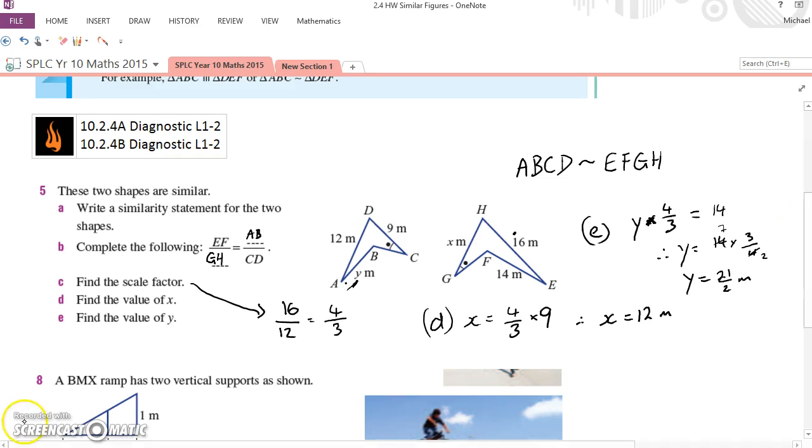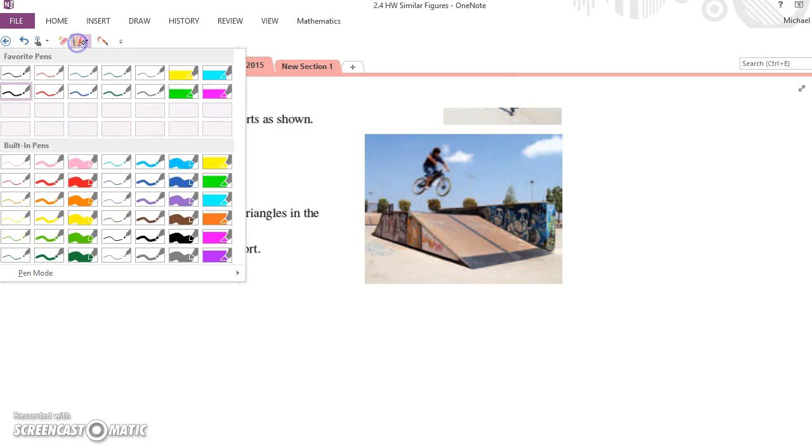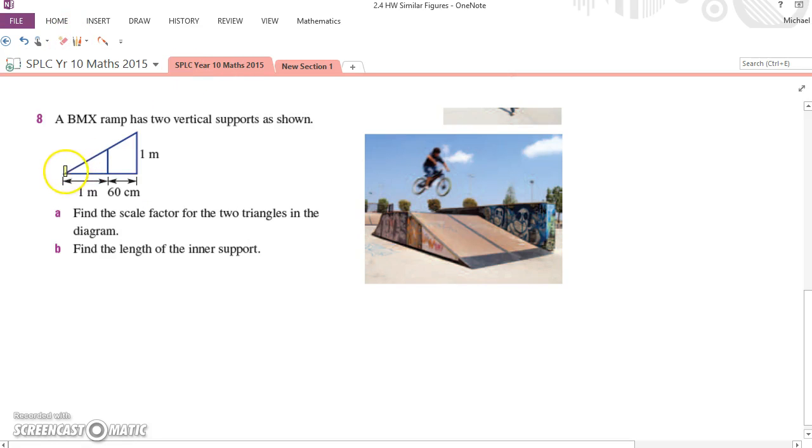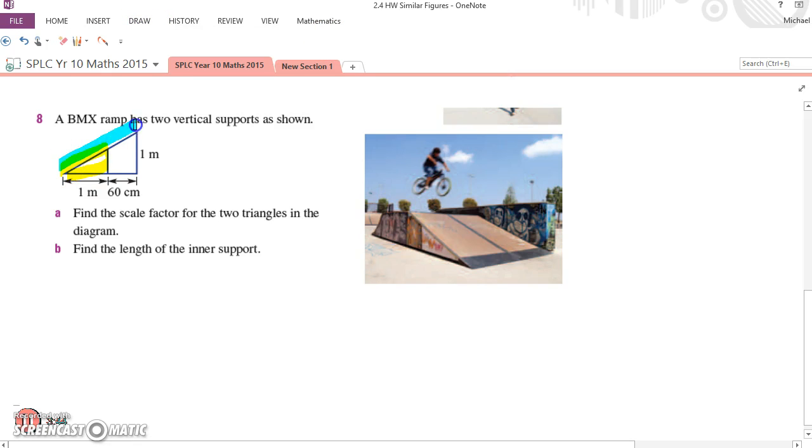Not too bad there. Second question we've got is a BMX ramp has 2 vertical supports as shown. You can see them in the diagram there, brilliantly illustrated, or there they are again over here. Find the scale factor for the 2 triangles. Some people may have trouble even seeing the 2 triangles. There's a small triangle there, and the larger triangle which goes around the outside.